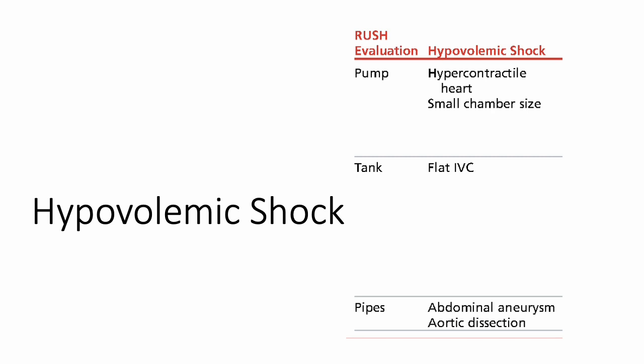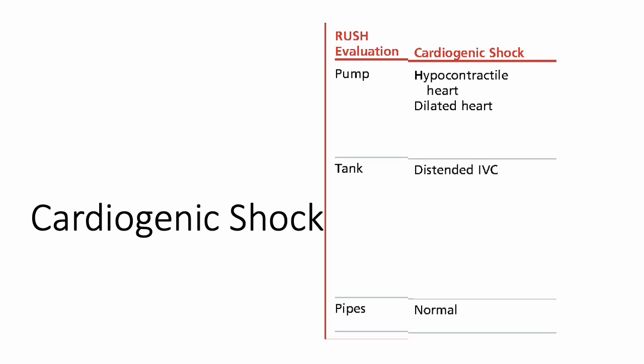So if we start with maybe the most common type of shock, hypovolemic shock, we look at the pump, and we're obviously going to see a hypercontractile tachycardic heart with very small chambers. The IVC will be flat. And if you end up looking in the belly, you may see an abdominal aortic rupture with a positive FAST. Contrast that to cardiogenic shock, which when you look at the heart would be a very dilated hypocontractile heart with likely a distended IVC. And in a cardiogenic picture, your pipes examination is going to be normal.